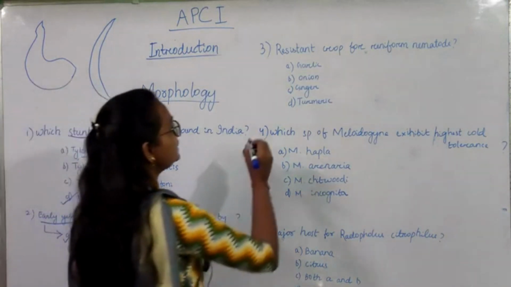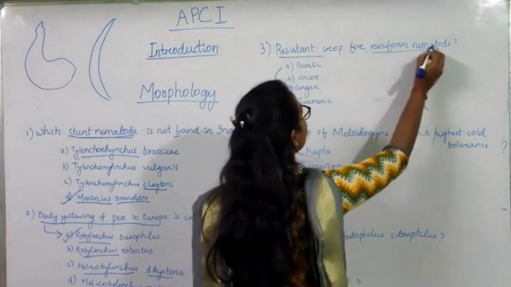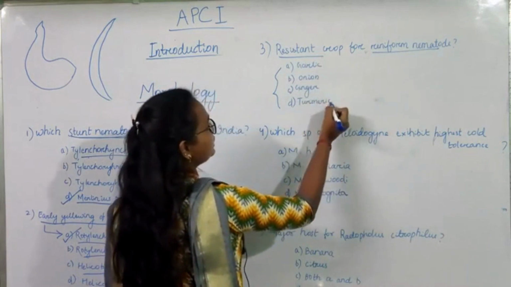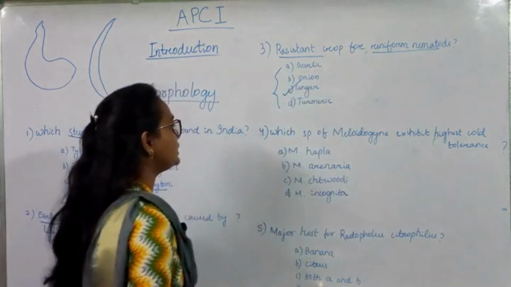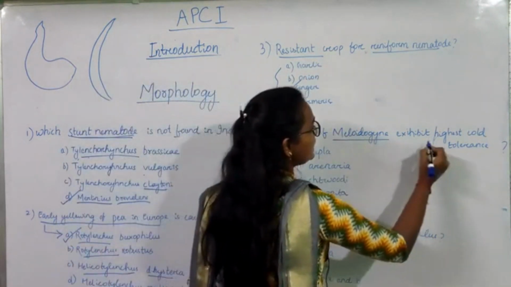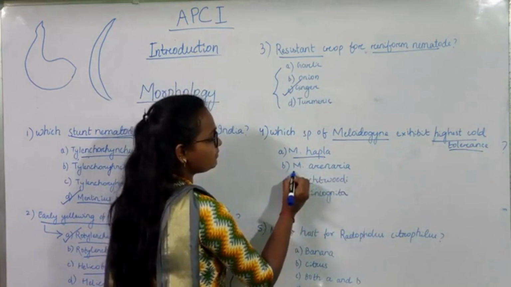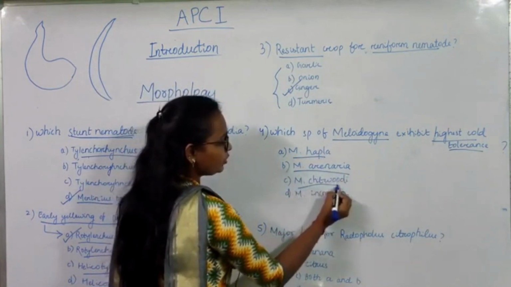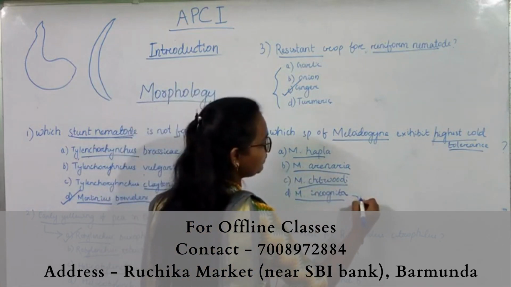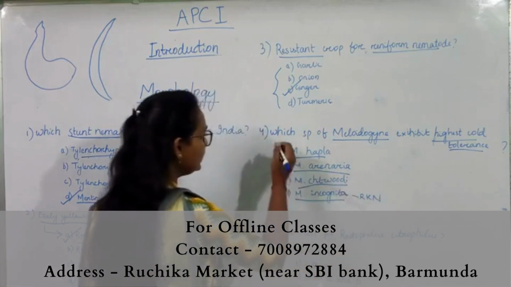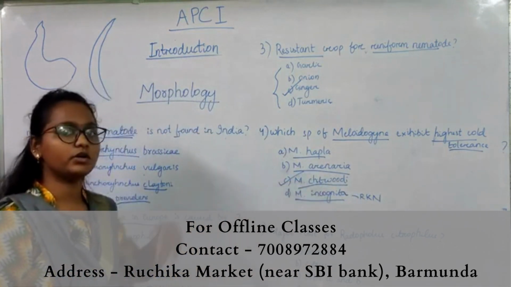And the third one is, which crop is the registered host crop for the reniform nematode? The options are garlic, onion, ginger, turmeric. And the answer for this question will be ginger. Fourth question is, which species of Meloidogyne exhibits the highest cold tolerance? Some of the species are Meloidogyne hapla, Meloidogyne arenaria, the third one is Meloidogyne chitwoodi, and the fourth one is Meloidogyne incognita, which is the most important nematode and is the root knot nematode. The answer for this question will be Meloidogyne chitwoodi, which exhibits the highest cold tolerance among all the Meloidogyne species.